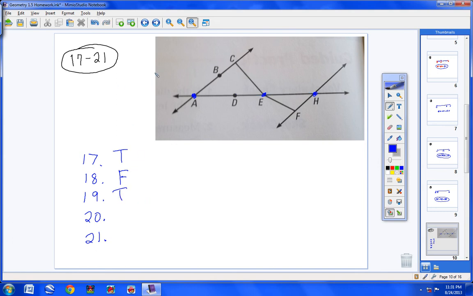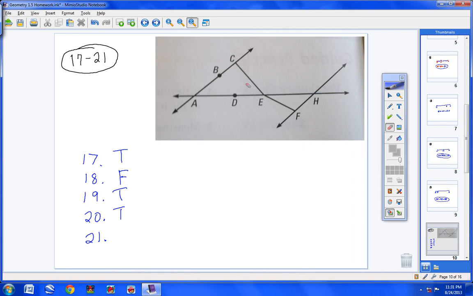All right, number 20. D is between A and H. Well, here's A, here's D, and here's H. They are all 3 on a perfectly straight line, so yes, they're collinear, and D is in between those 2 points. So yes, that's definitely true.